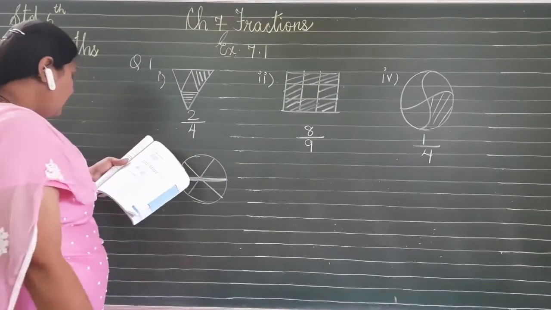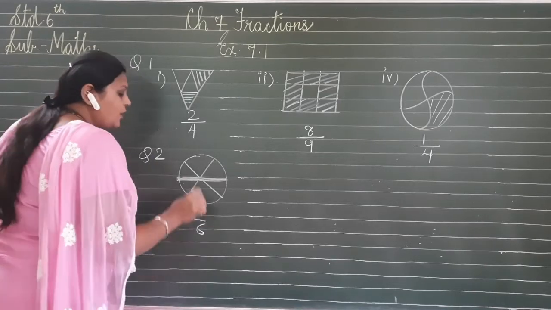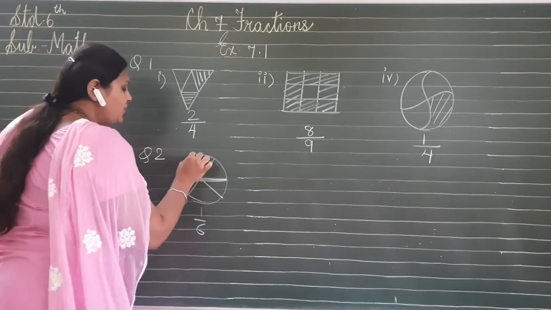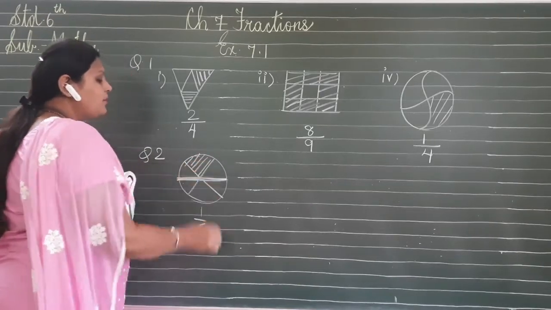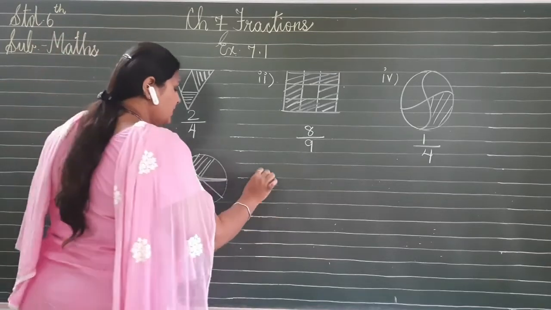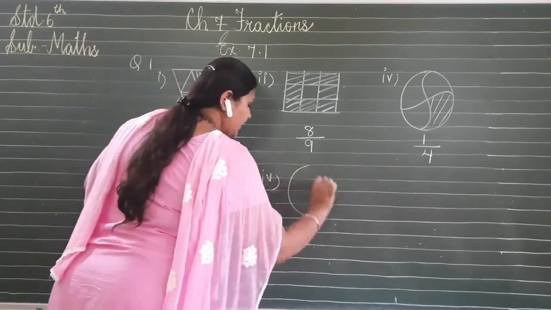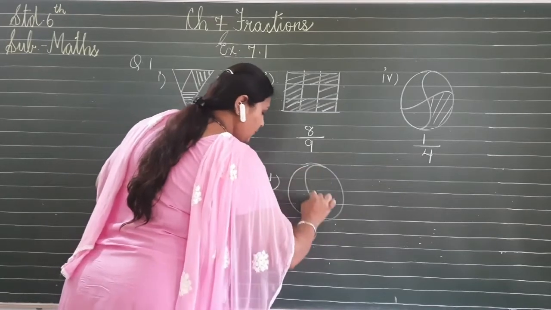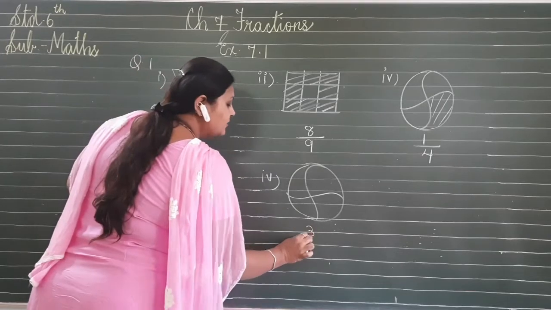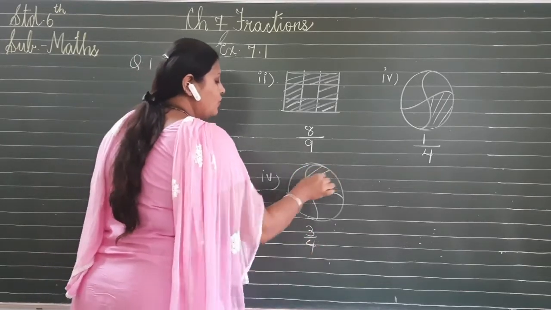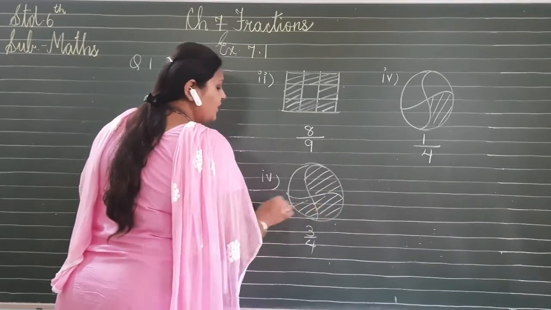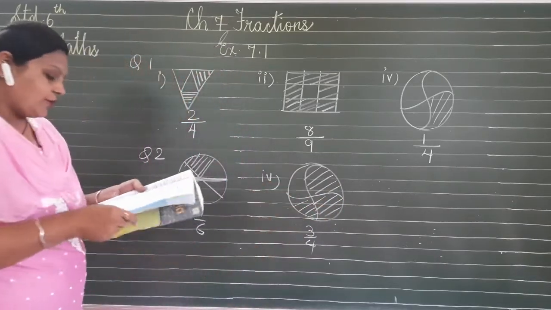Now here you are given 1 upon 6. Total parts are 6. Out of that you have to color one part. You have to shade one part. So any one part you can shade. Let's see fourth one. Circle is given to you. In that you have to shade 3 parts. So out of 4 parts you have to shade 3 parts. So it's 3 upon 4.